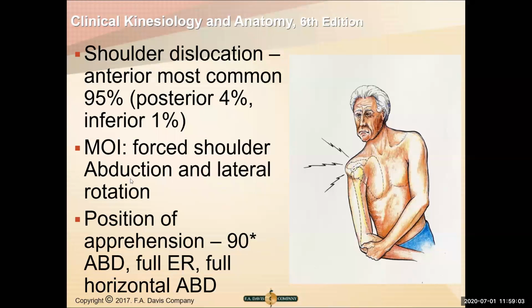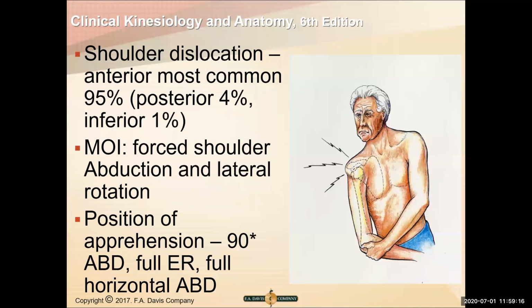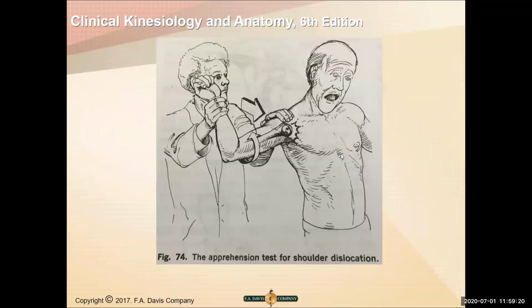So forced shoulder abduction and lateral rotation are the usual cause of it. So force abduction, lateral rotation. Now I'm in this position. This is the position of apprehension, right? And why it's called apprehension is because if you put the patient in that position, you get this in this picture here.